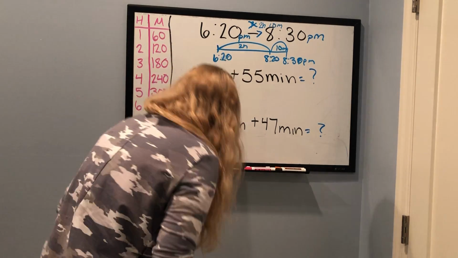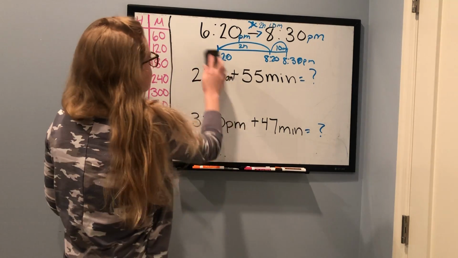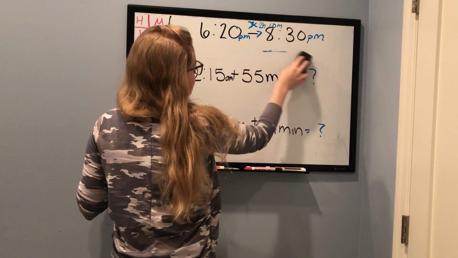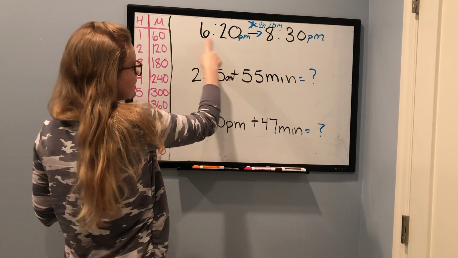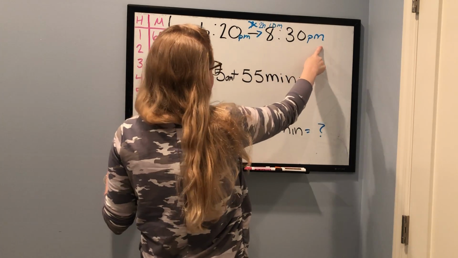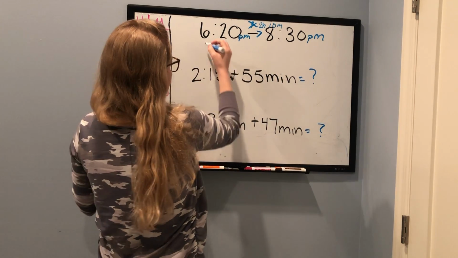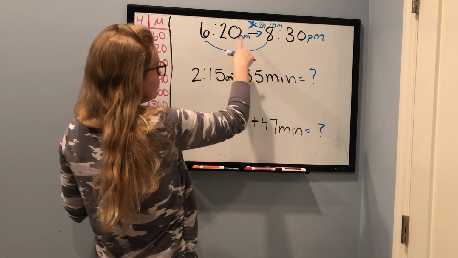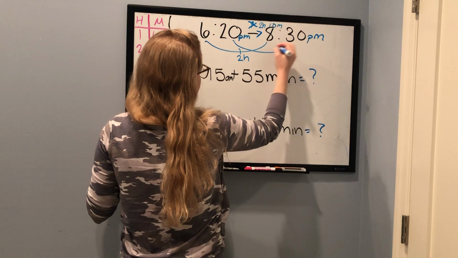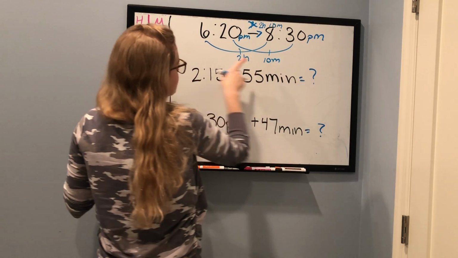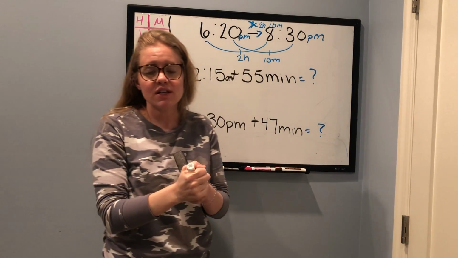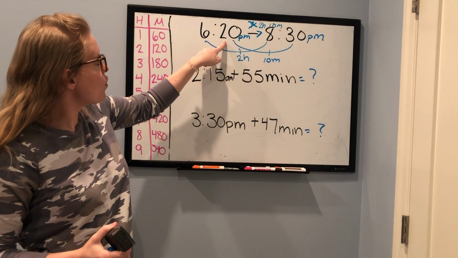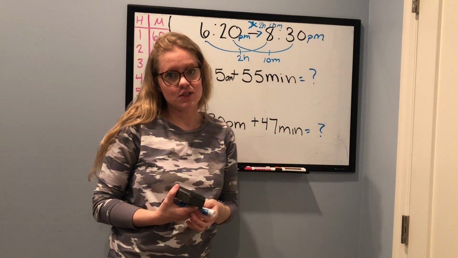Another thing that you could have done is you could have first focused on the hours and then focused on the minutes, okay? So we know that in between 6 p.m. and 8 p.m., there's 2 hours. And between 20 minutes and 30 minutes is 10 minutes. So this approach would work on this particular question, but not on all questions, because what if this said 6:40 to 8:30? Then you couldn't really do that.